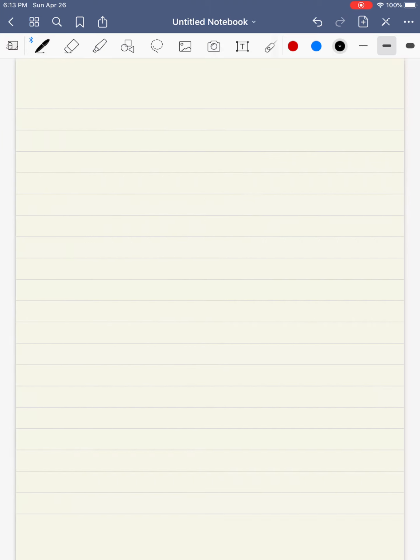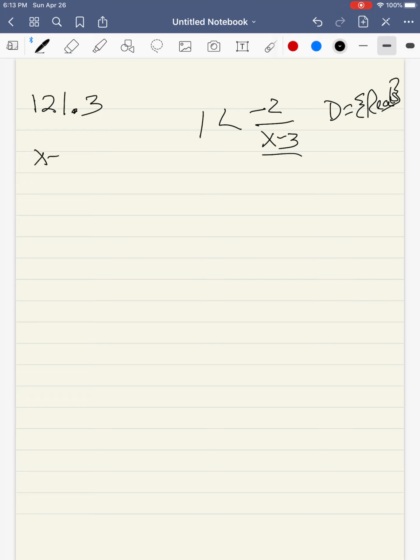All right, one more example on this lesson. It says 1 is less than -2/(x - 3), and this one also has a domain of reals. So let's take this thing right here. x - 3 cannot be equal to 0, so x cannot be equal to 3. So we don't forget about that.